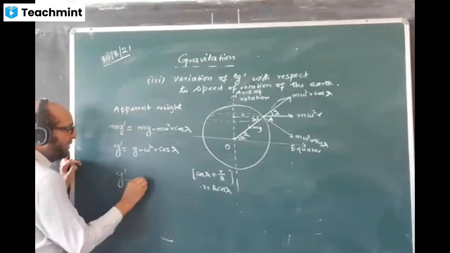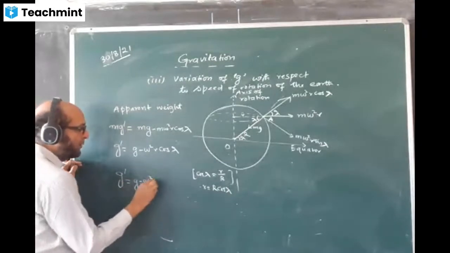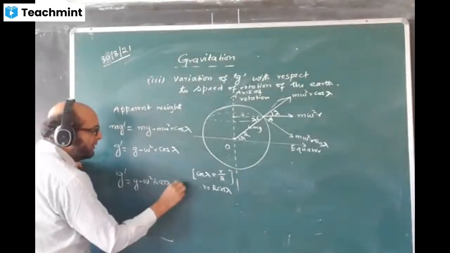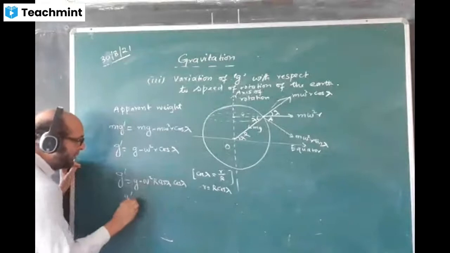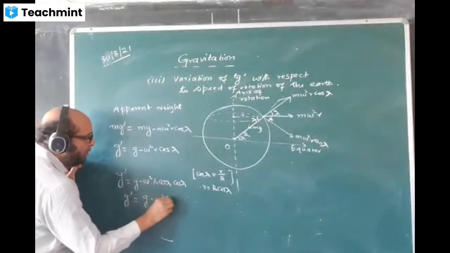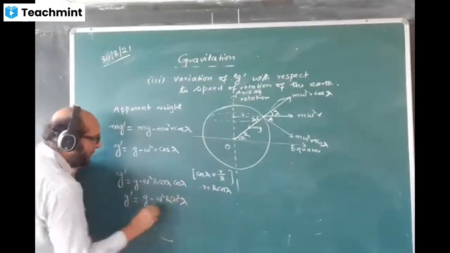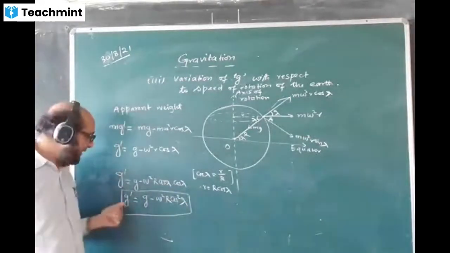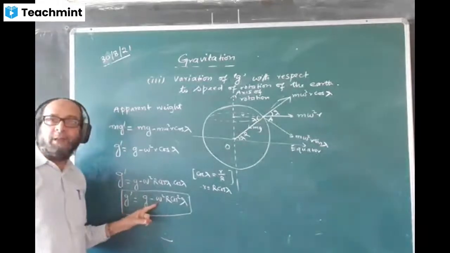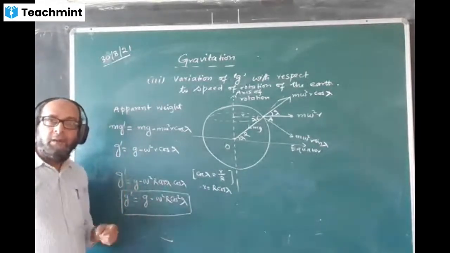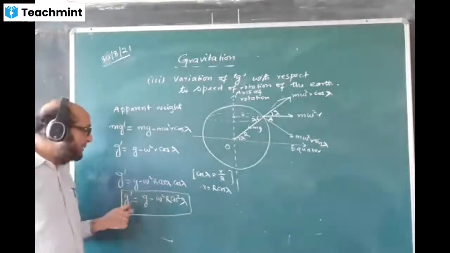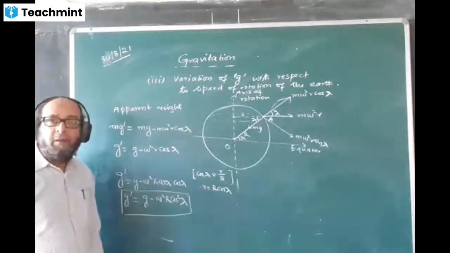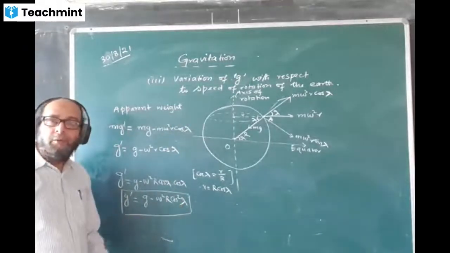I'll put that value here. g dash is equal to g minus omega squared, small r value I'll put R cos lambda, and into cos lambda is already there. Therefore, g dash value will become g minus omega squared R cos squared lambda. This is the formula of variation of g with respect to omega, meaning speed of rotation of the earth, or with respect to the position of the point, then with respect to latitude lambda.